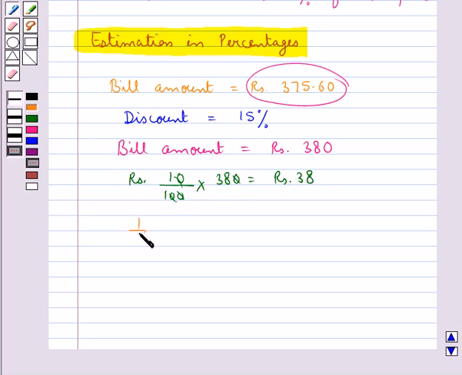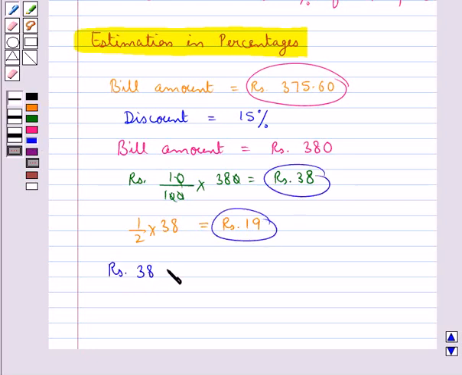Then we take half of this 38 and this is equal to rupees 19. Then we add these two amounts, that is rupees 38 plus rupees 19 is equal to rupees 57.